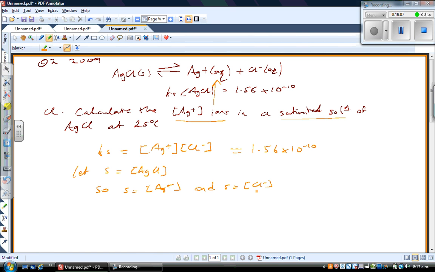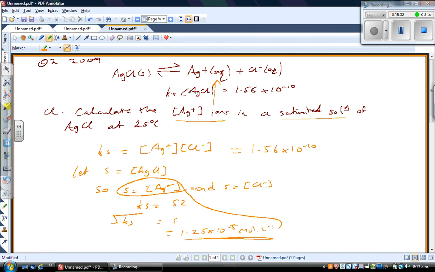The Ks therefore is equal to S squared, so S is equal to the square root of Ks, which works out to be 1.25 by 10 to the minus 5 moles per liter. So that will actually equal your concentration of Ag plus, because we said S was already equal to the concentration of Ag plus. So that's actually quite straightforward.